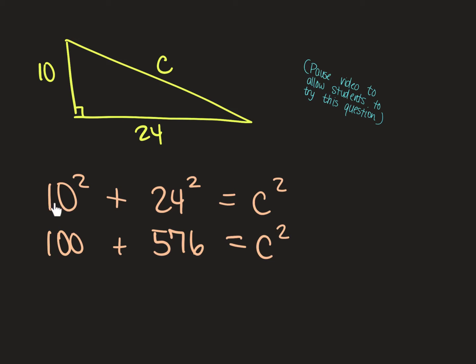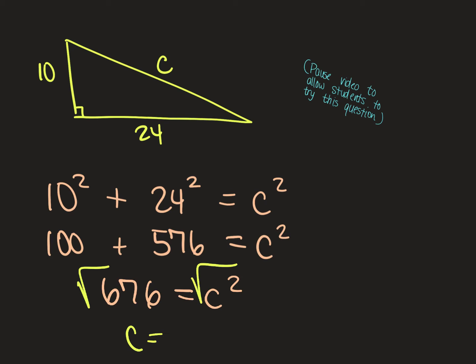Now I'm going to stop real fast. Remember, 10 squared is 10 times 10. 24 squared means 24 times 24, and using a calculator is just fine. Third line of work is going to say 676 equals C squared. And then I need to square root the left and square root the right. C is equal to 26. And if this were inches, then our answer would be inches.